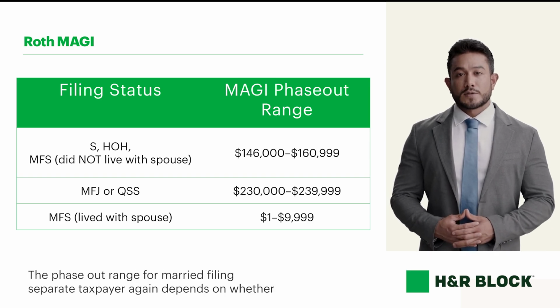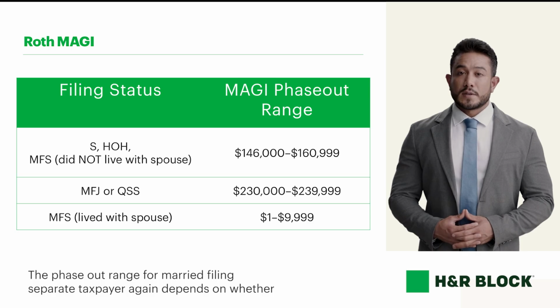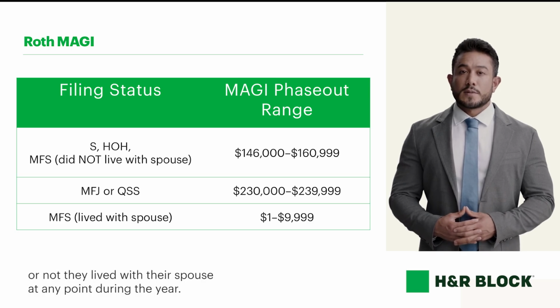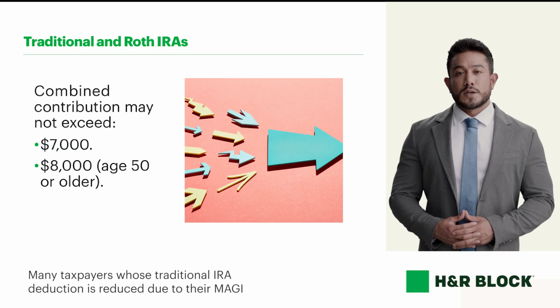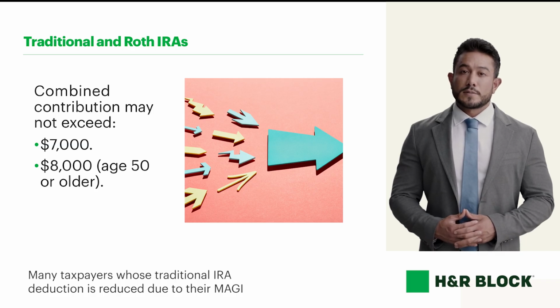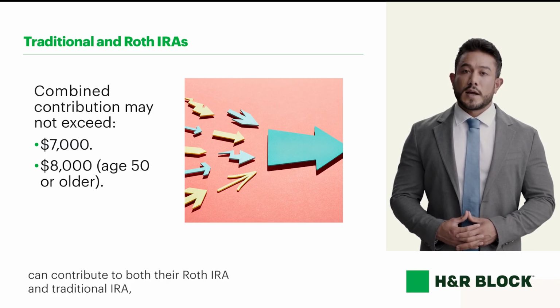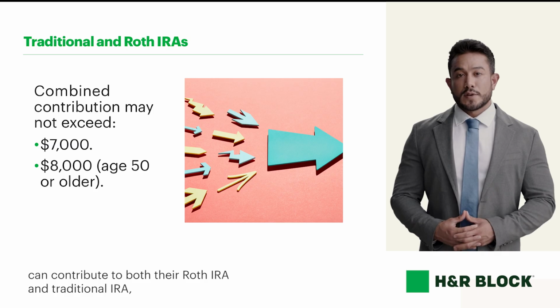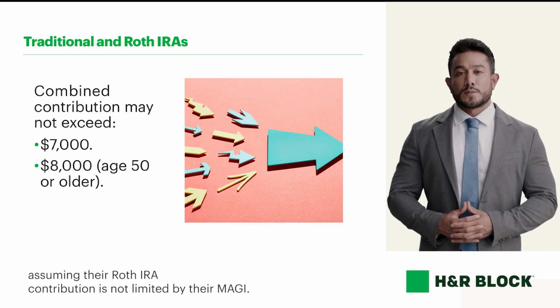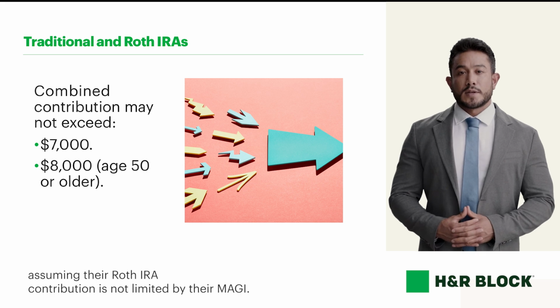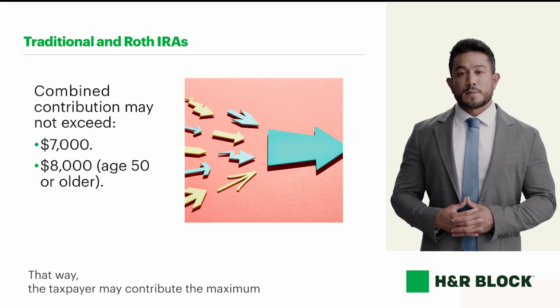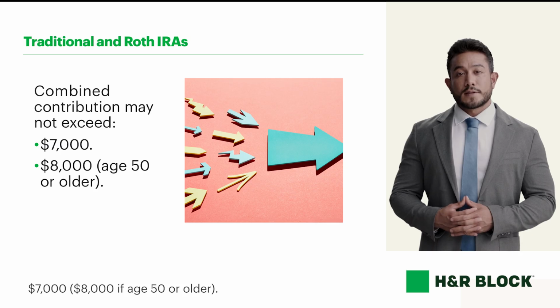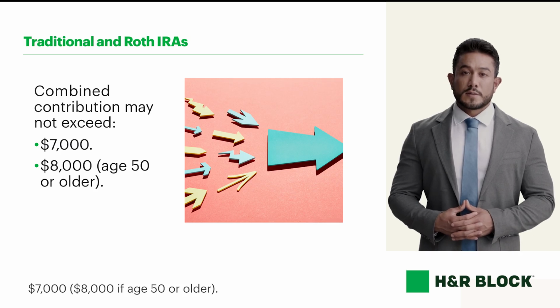The phase-out range for a married filing separate taxpayer again depends on whether or not they lived with their spouse at any point during the year. Many taxpayers whose traditional IRA deduction is reduced due to their MAGI can contribute to both their Roth IRA and traditional IRA, assuming their Roth IRA contribution is not limited by their MAGI. That way, the taxpayer may contribute the maximum $7,000, $8,000 if age 50 or older.